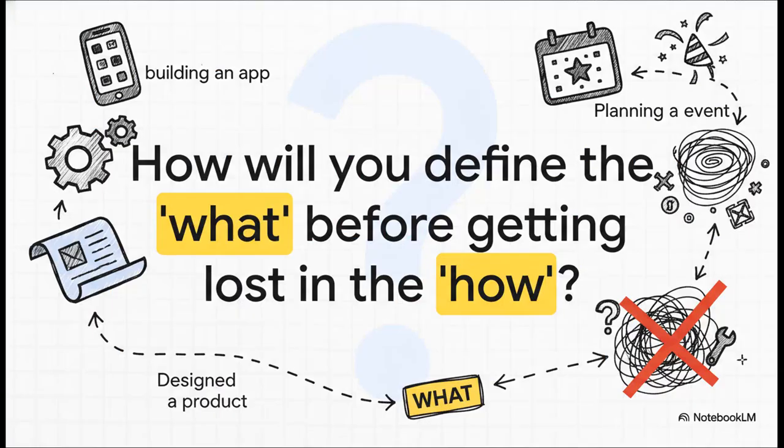So that leaves us with just one final thought. The next time you start a project, it doesn't matter if it's building an app, designing a physical product, or even planning a big event, just ask yourself this: how are you going to clearly define the what before you and your whole team get completely lost in the how?